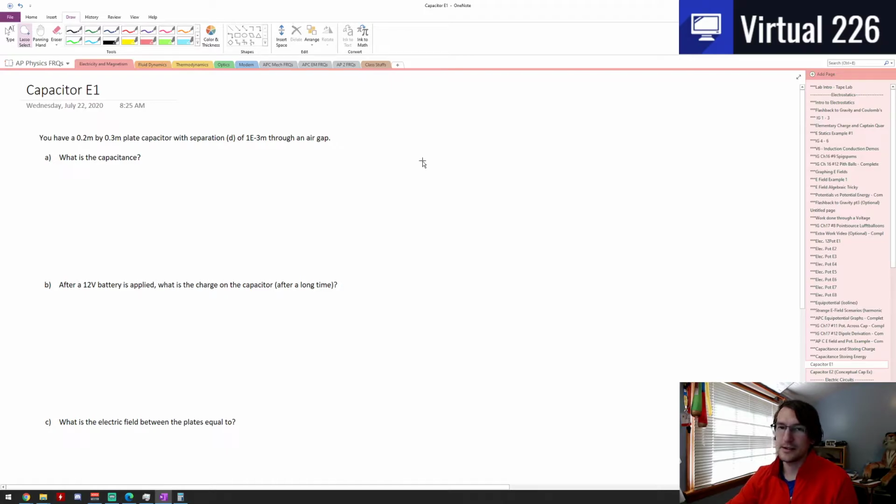Oh, hey there. Let's take a look at a capacitor example here. This is going to be an intro capacitor, so a pretty standard one. We have a 0.2 meter by 0.3 meter parallel plate capacitor with a separation, d, of 1 times 10 to the minus 3 meters, and it's through an air gap. What we're asked initially is, what is the capacitance of this thing?